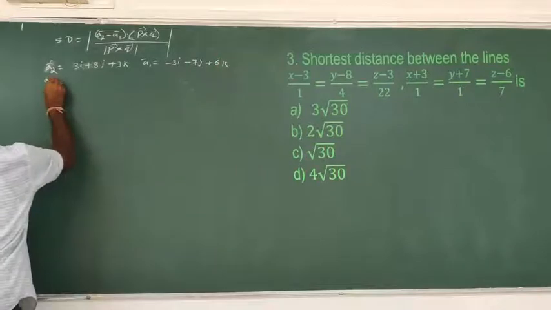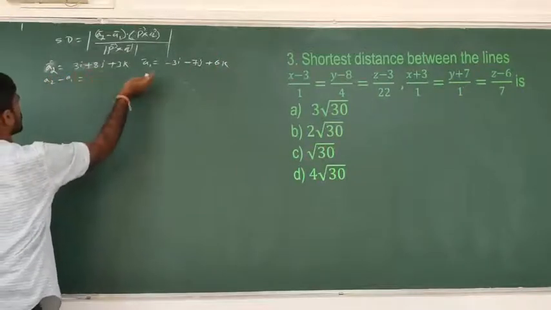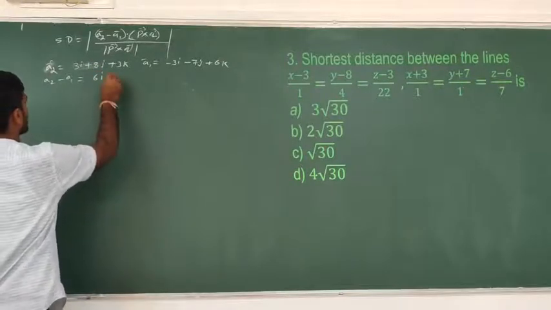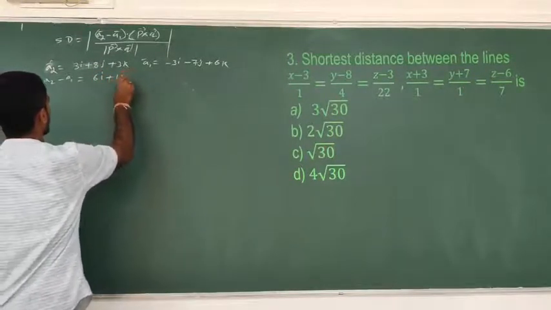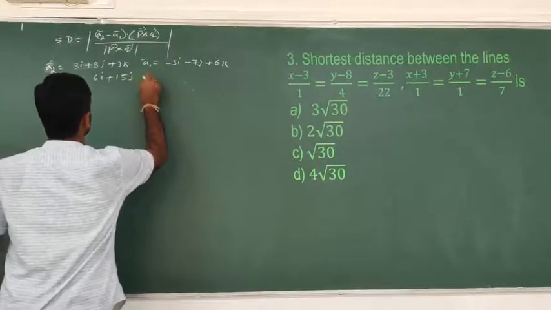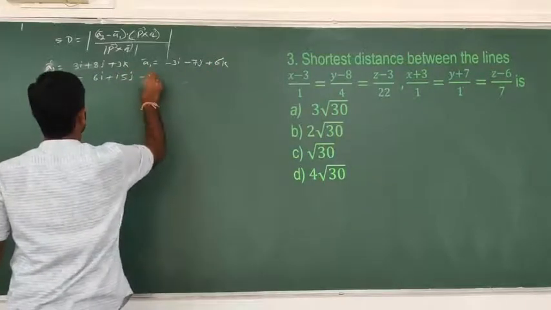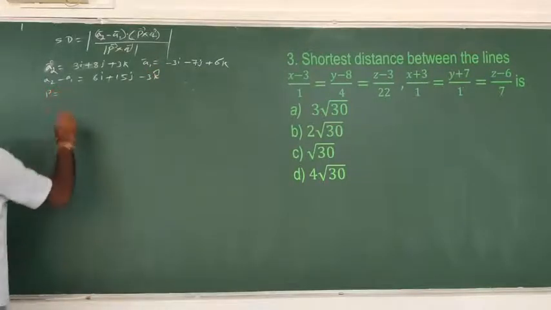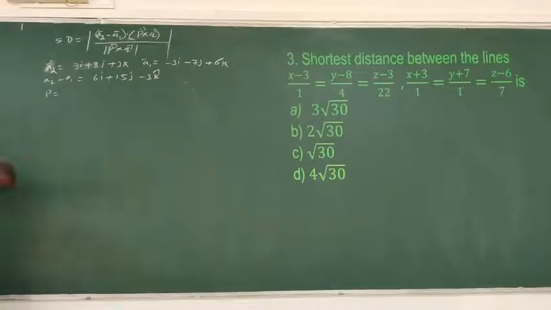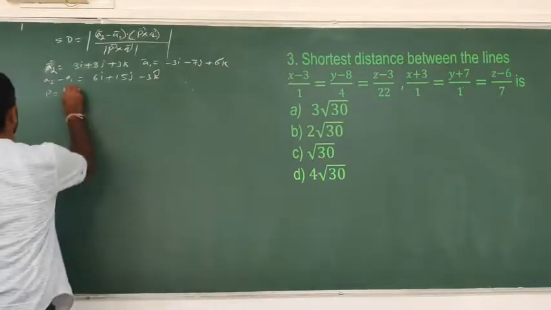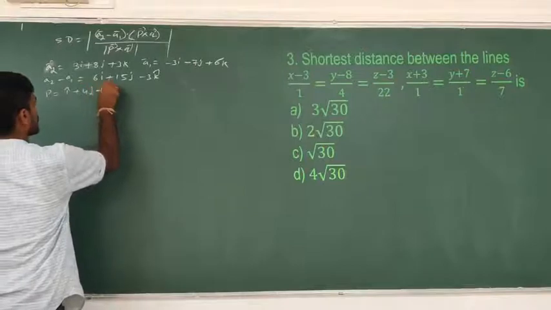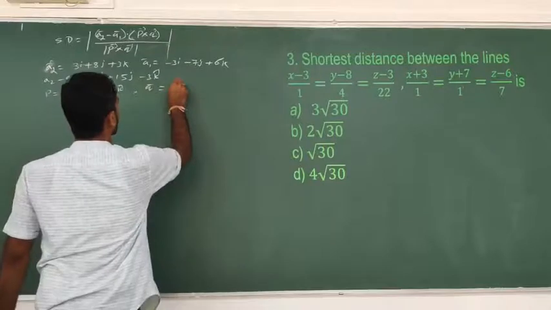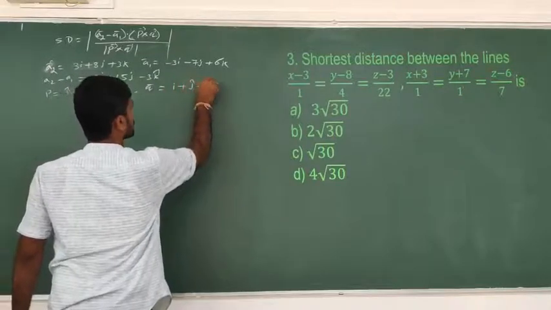Then a2 minus a1: 3 minus (minus 3) is 6i, 8 minus (minus 7) is 8 plus 7, that is 15j, and 3 minus 6 is minus 3k. This is a2 minus a1. Next, vector p is i plus 4j plus 22k, and vector q is i plus j plus 7k.